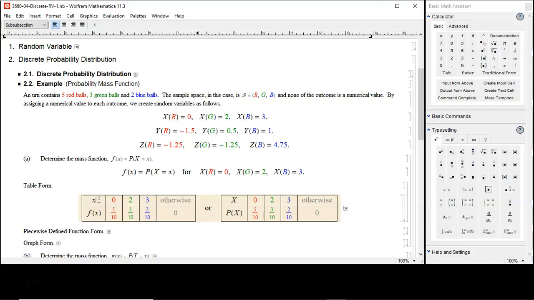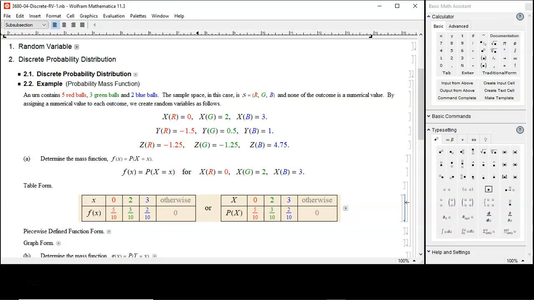This is the usual case. Small x is the real value that you can take, and then f of x is the name of the mass function in this case. I could have used different characters. I could have used p, or I could have used q, or whatever. I didn't want to use q, because I could create confusion with something else.